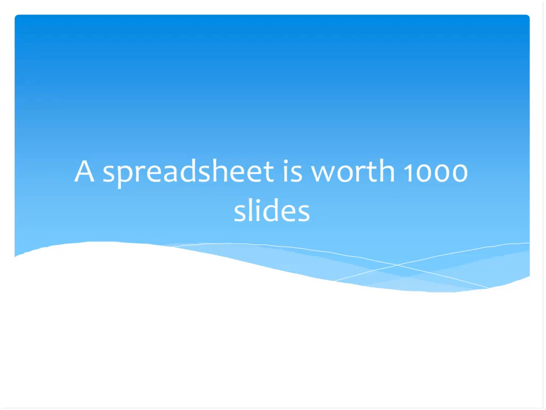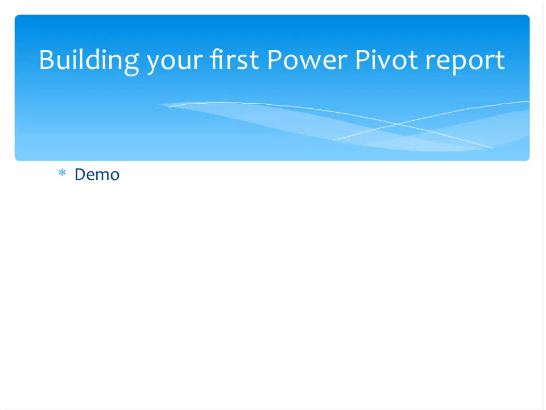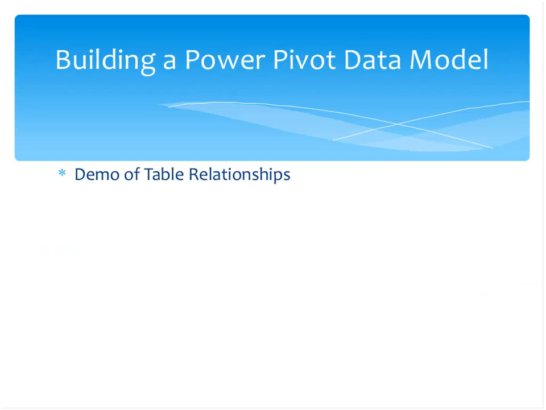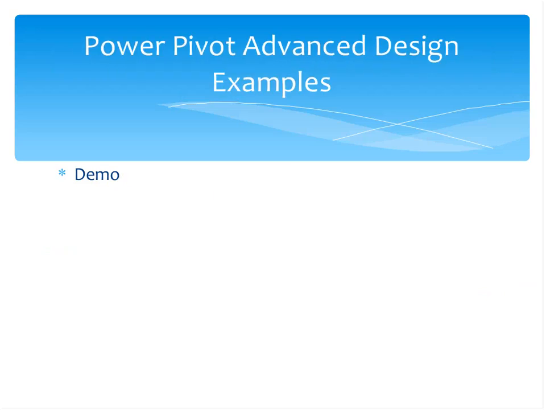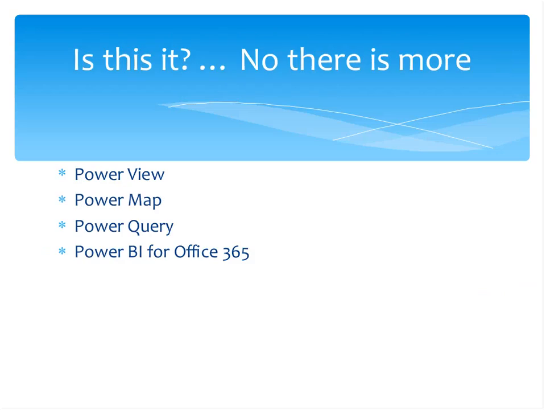So basically what we've done is we've done our first PowerPivot where we just brought in the sales invoice line. Then we built a PowerPivot data model where we essentially just brought stuff over, like the customer and the salesperson. And then I did a couple of advanced design examples. And one last thing that I wanted to say before we open up for questions. Is this it? No, there's actually more to it.